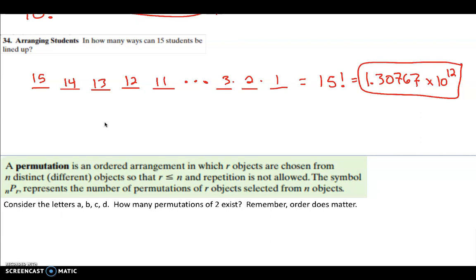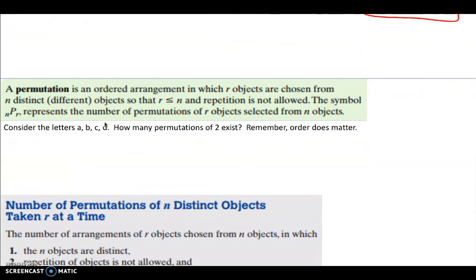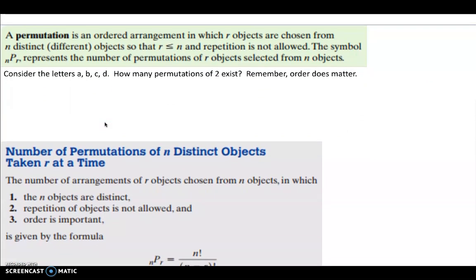So again, factorials are massive. So don't try and type like 100 factorial in your calculator. You'll most likely just get a memory error because it's just too big. Okay, so we're going to be using factorials in this idea called a permutation.